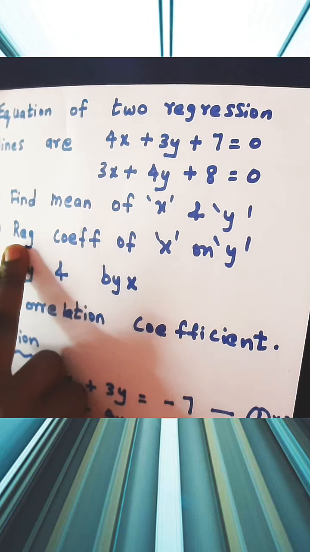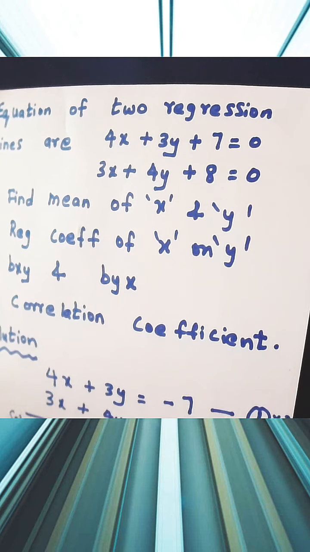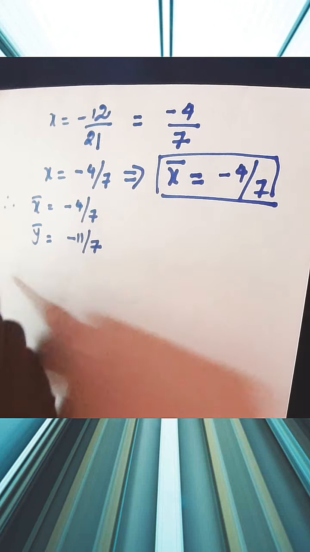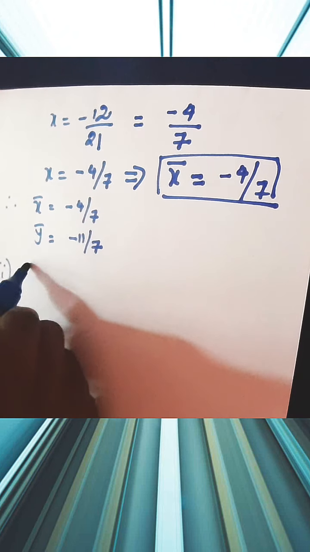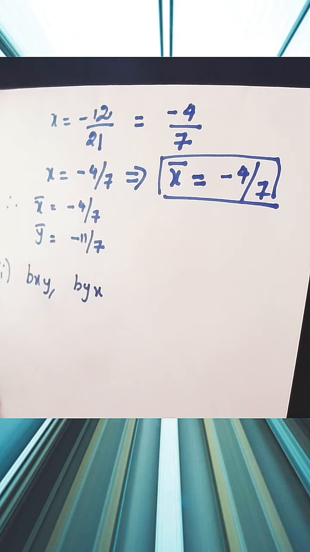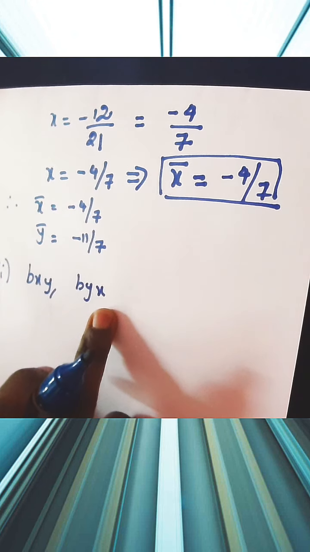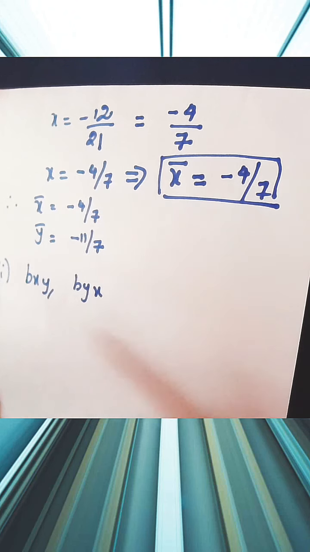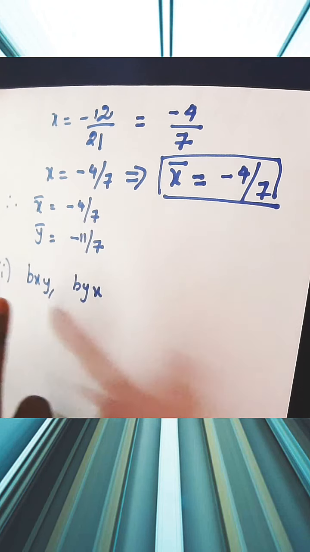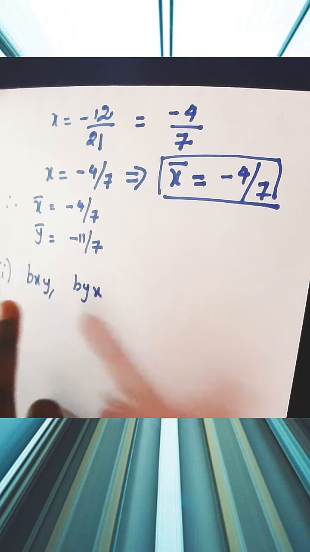Second, what we have to find? We have to find the regression coefficients. What are the two regression coefficients? We have the two regression coefficients bxy and byx. Byx is the regression coefficient of y on x. Bxy is the regression coefficient of x on y. How are we going to find them?